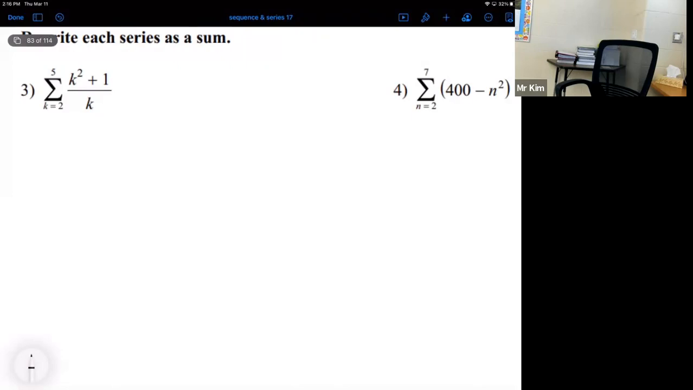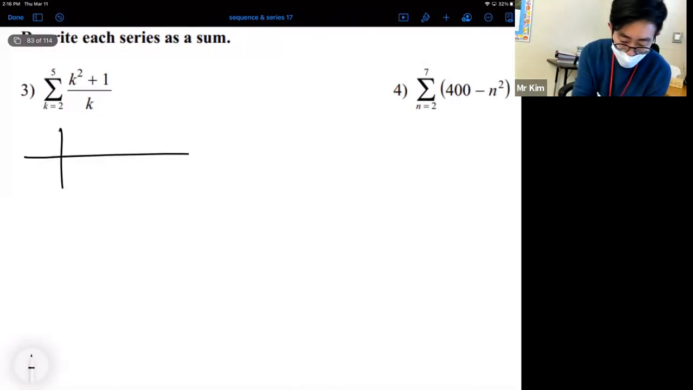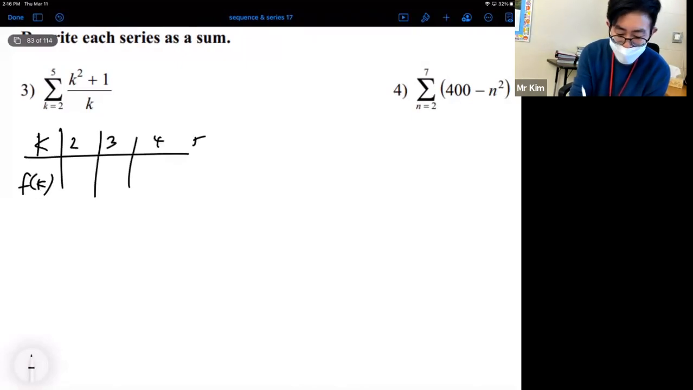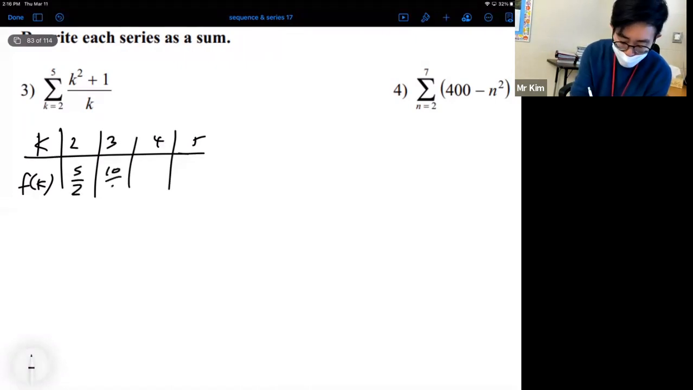All right, so I know that I'm running out of time here. I only have 1 minute left. If you were to keep on plugging this in, k and f of k, 2, 3, 4, 5, I'm going to get a bunch of decimals and fractions. So first one, here we go: 5 over 2, 10 over 3, what is that, 17 over 4, I think, and then 26 over 5.